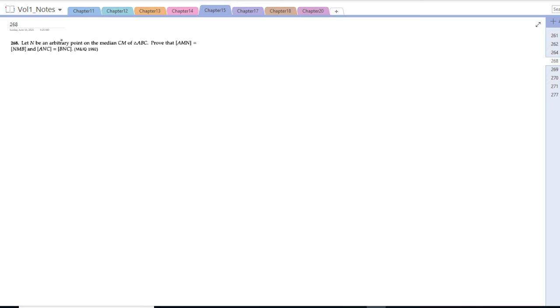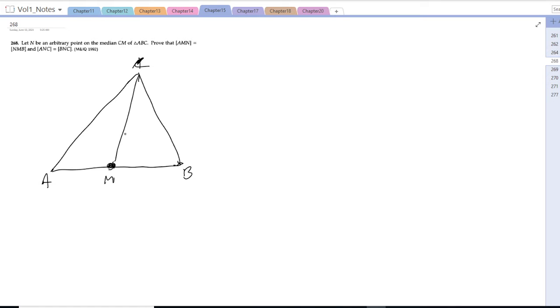So let N be an arbitrary point on the median, okay? This problem is simple, but there is something important I want to say. Let's see, this is triangle ABC, and we have the midpoint M, so CM is the median, right? We pick any point N on CM. Then we want to prove that the area of AMN is equal to the area of NMB.